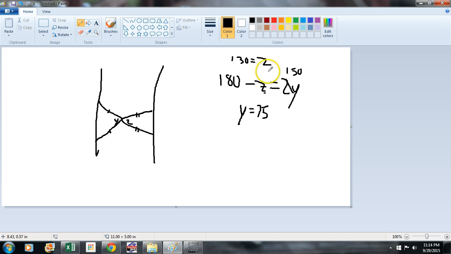So z equals, sorry, my bad, 180 minus 150 is z equals 30. So this equals 30 degrees here, this angle coming right in here.